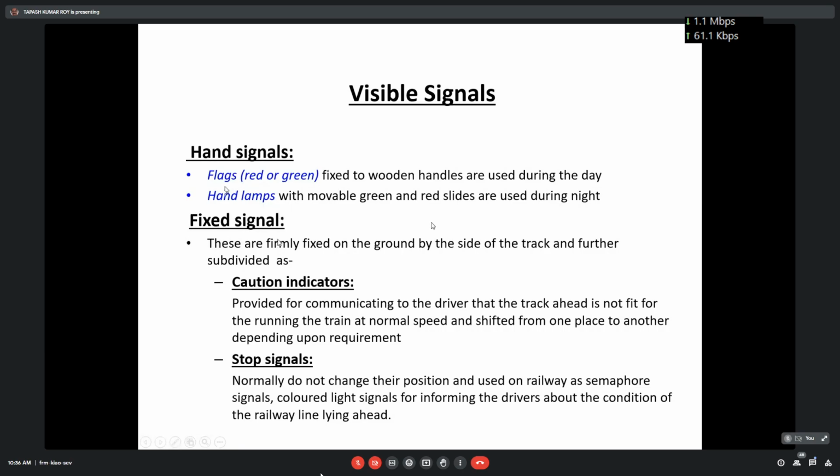Next, the fixed signal, which will remain on the side of the post, the side of the railway track. This signal is subdivided into caution indicator and stop signal. The caution indicator is provided for communicating to the driver that the track ahead is not fit for running. In that case, they will show this type of caution signal. Usually it is yellow, so the driver can move the train at a very slow speed and, as and when required, can easily stop. And the other one is the stop signal, which normally does not change its position, used on railways as semaphore signal or color light signal. This type of signal will not be shifted from its location. Always it will be at a particular location, and it will show yellow, red as well as green. This is the stop signal.